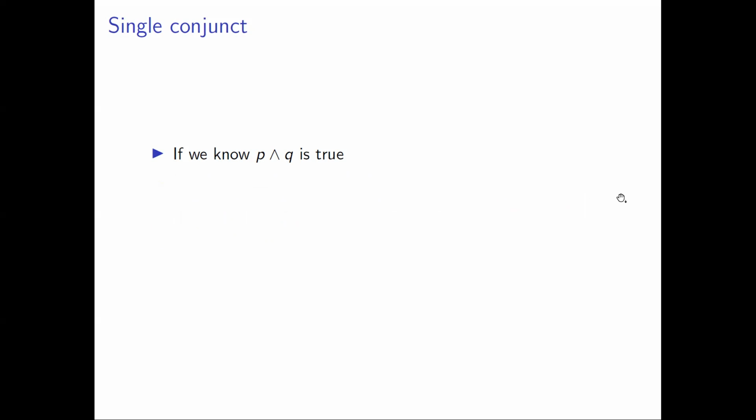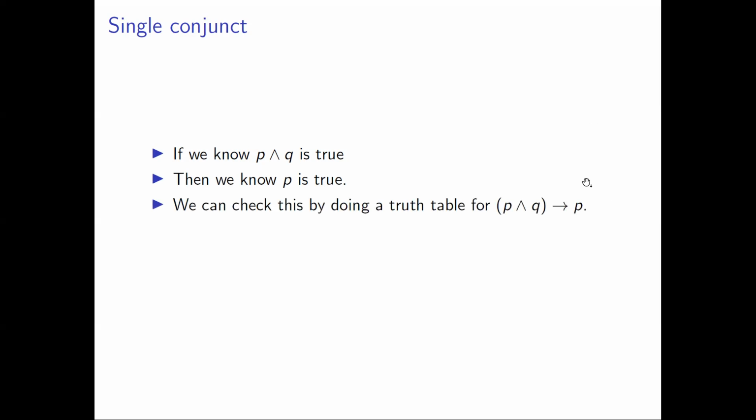Here's another one that is going to seem similarly trivial. This one we can call single conjunct. If you know that P and Q is true, then you can conclude that P is true. And we can check that with the truth table. The truth table P and Q implies P.